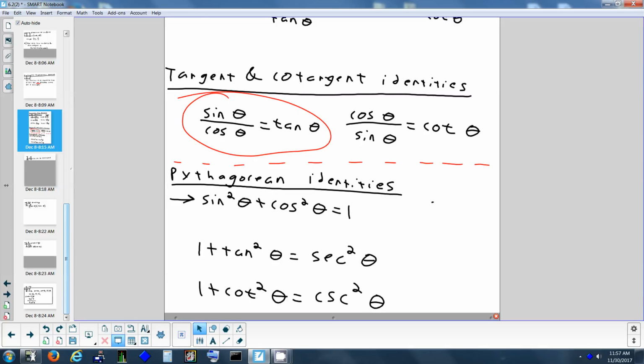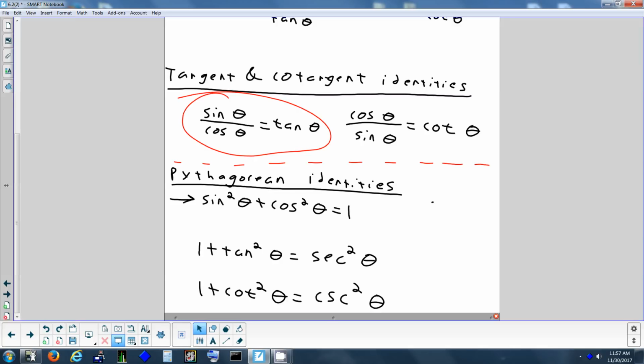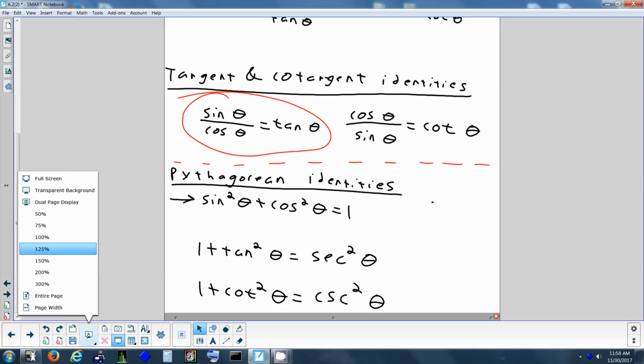So the last thing I'll do is show you a kind of problem that would be on the test with these identities. 1 plus tangent squared equals secant squared. 1 plus cotangent squared equals cosecant squared. Again, for now, just copy them down. We're not going to talk about those.